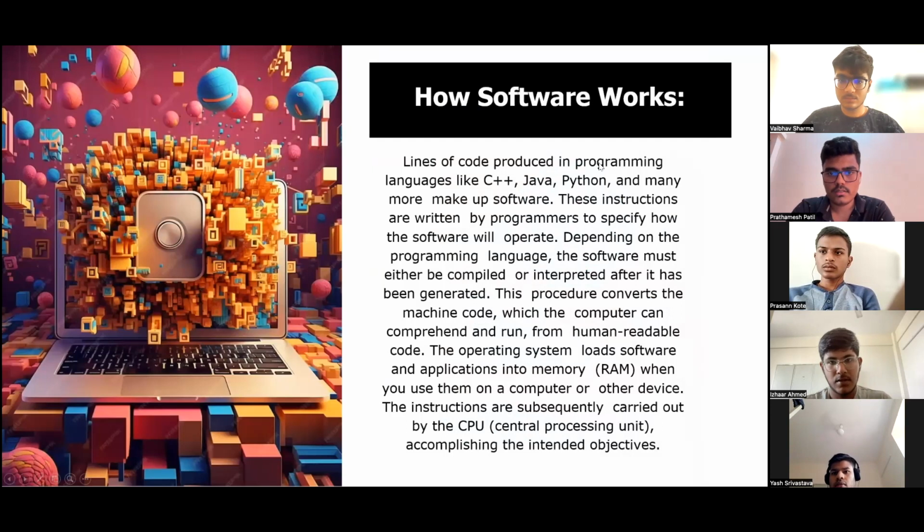So how exactly does software work? Lines of code produced in programming languages like C++, Java, Python, and many others make up software. These instructions are written by programmers to specify how the software will operate.